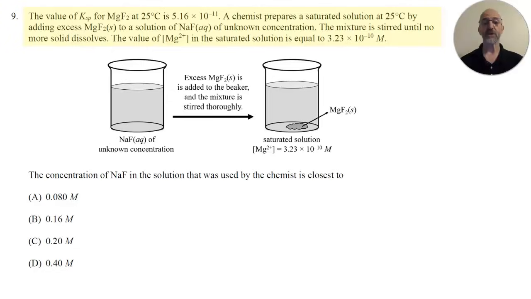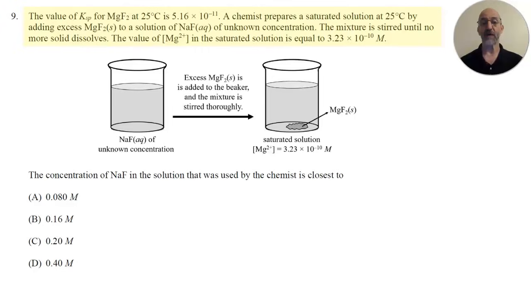11. Now note, you can take a look at the 4 answer choices in question 9 and realize this will be a calculation question. So we will plug the KSP value for magnesium fluoride into our calculator at some point. It goes on to say that a chemist prepares a saturated solution at 25 degrees Celsius by adding excess solid magnesium fluoride to, notice it's not pure water that they're dissolving the solid magnesium fluoride into, a solution of aqueous sodium fluoride of unknown concentration.